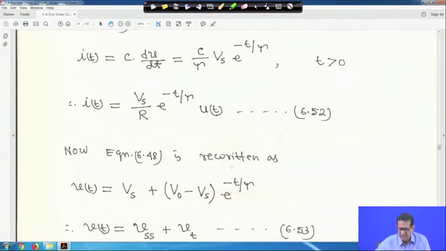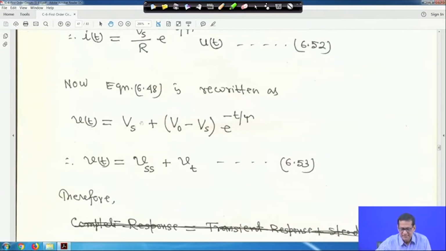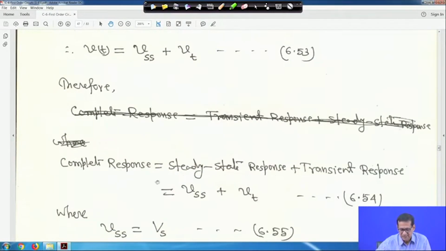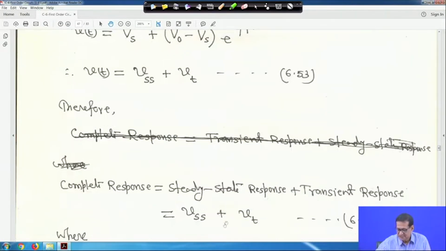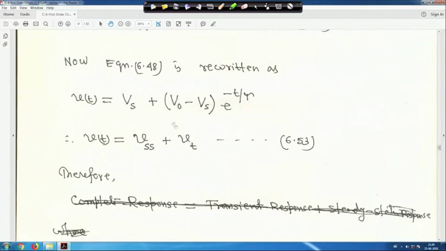Now equation 48 is rewritten as, we have again this equation 40, v(t) is equal to Vs plus V0 minus Vs e to the power minus t by tau. That means v(t) can be written as Vss plus vt, that is your steady state response plus transient response. Therefore, v(t) is the complete response, equal to steady state response plus transient response. This Vss is the steady state response, and this is the transient response, because when t tends to infinity the circuit reaches steady state.